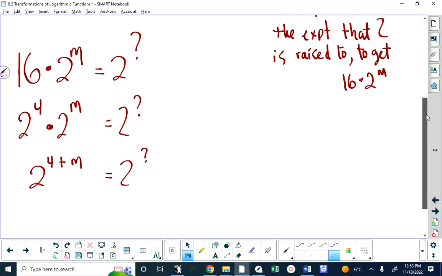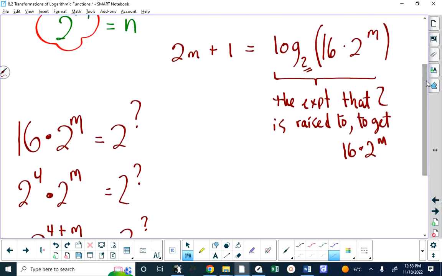And I'm going to show this to you here. This is 4 plus m. And that is saying that 2 to the 4 plus m is the same as 16 times 2 to the m. And we can see that because 16 is 2 to the 4. So I guess I'm just showing you that when you add these exponents, you do get this exponent. Almost seems like we're going in circles here.